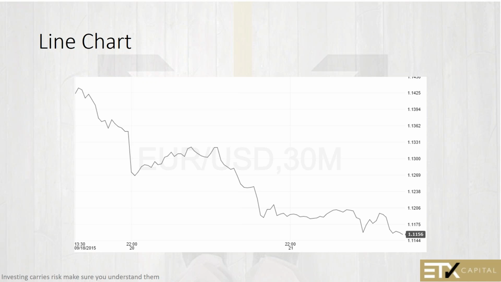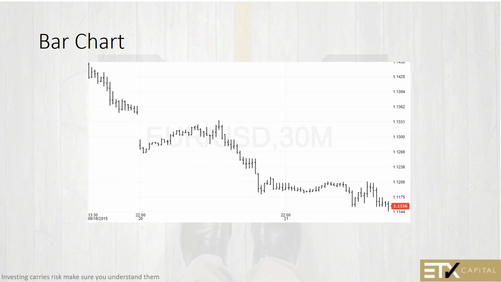They will give you some basic understanding of where price is moving, but they give you no detail that you can really make decisions from. But they let you quickly see what's going on in the marketplace. Now, a bar chart is my favorite type of chart.